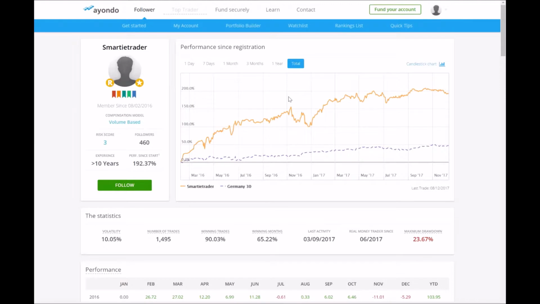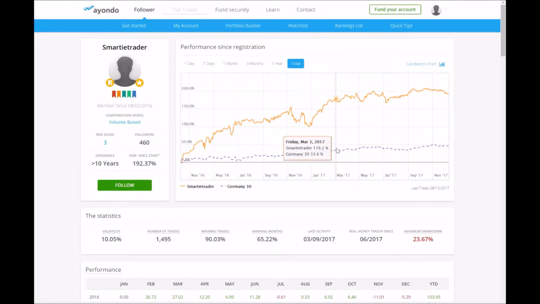So when we click on the name, we get an awful lot more information about what they've done and how they actually achieve these profits. So let's go through this. We've got here a chart at the top. The orangey line, that's Smarty's P&L. That's the return that Smarty Trader has made. And down here, the purple dashed line, that's the DAX. That's the German stock market index. So it gives you a benchmark as to how they perform.